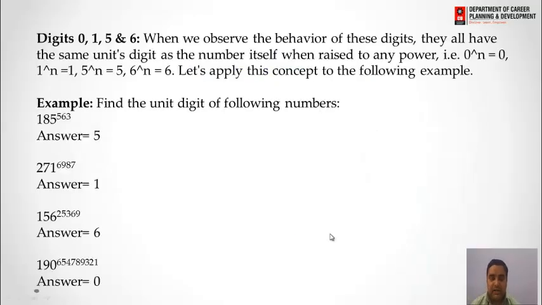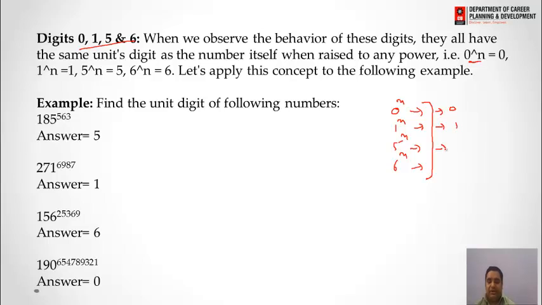Now just focus on the concept. Firstly, we take the digits 0, 1, 5 and 6. What is the specialty about these digits? Whatever the power we have, like 0 power n, 1 power n, 5 power n or 6 power n, the unit digit is always the number itself. Mean 0 always gives 0 as a unit digit, 1 always gives 1, 5 gives 5 and 6 gives 6 as a unit digit.